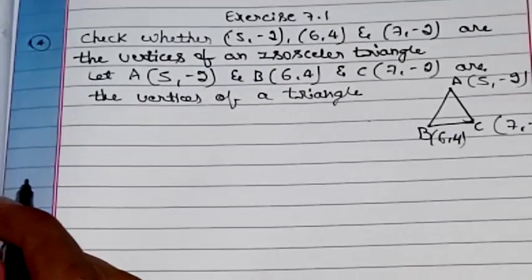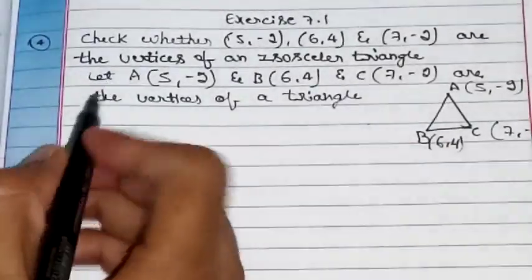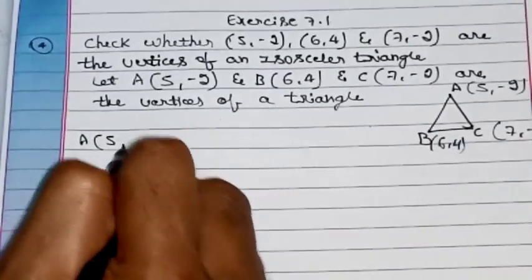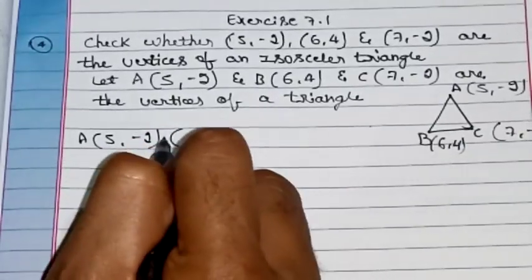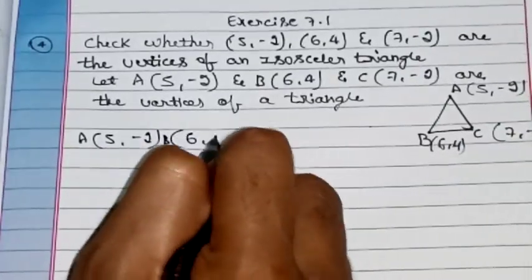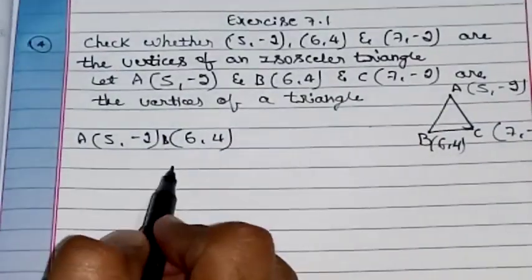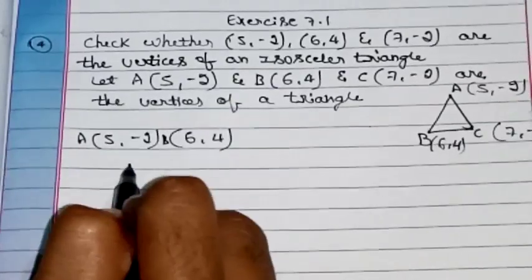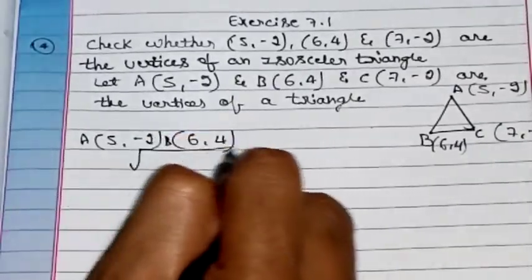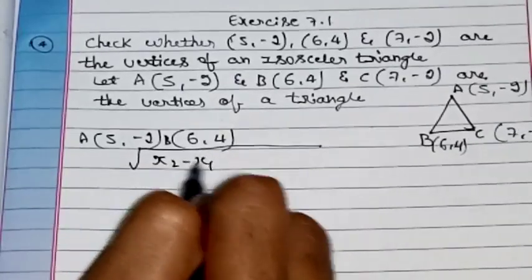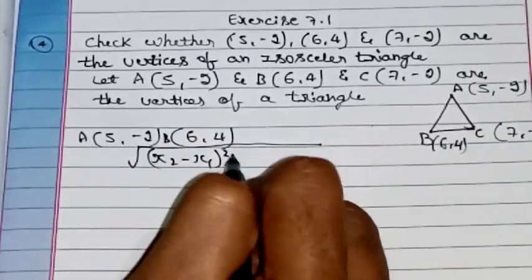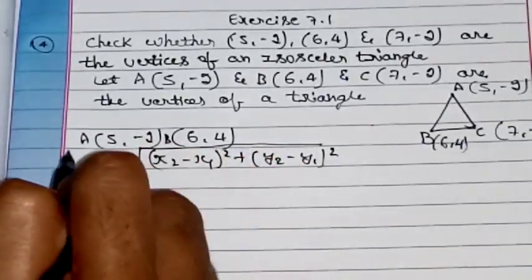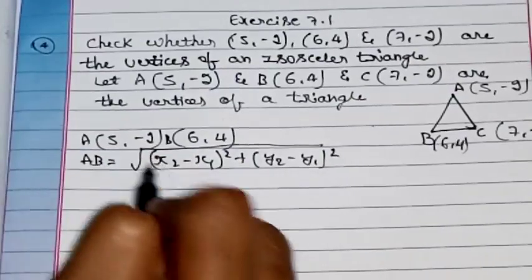First find the distance between A and B. What are the coordinate points of A and B? A (5, -2) and B (6, 4) are the points, right, children? Now find the distance between AB. What is the formula to find the distance? It is the square root of (x2 minus x1) whole square plus (y2 minus y1) whole square. We are finding the distance between AB, so AB is equal to.